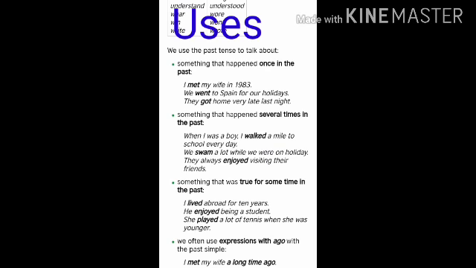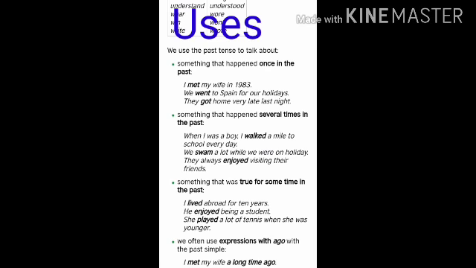Next examples we have, I lived abroad for 10 years. He enjoyed being a student. She played a lot of tennis when she was younger. That means now she doesn't play. So something that was true for some time earlier. Earlier means in the past. Then we have expressions with ago.